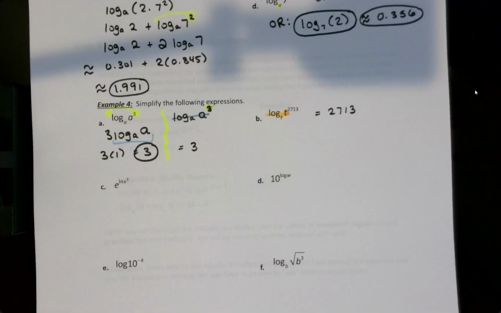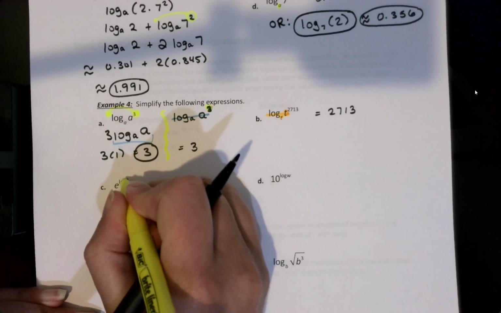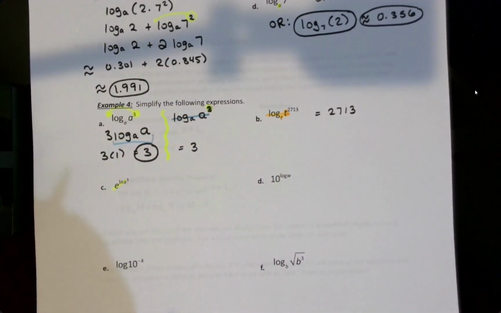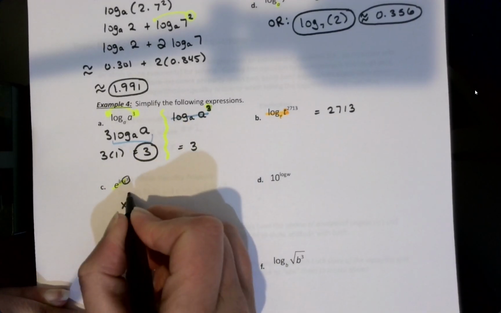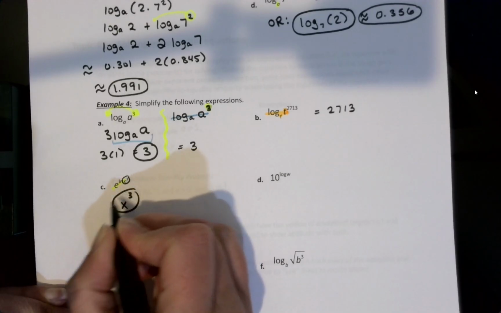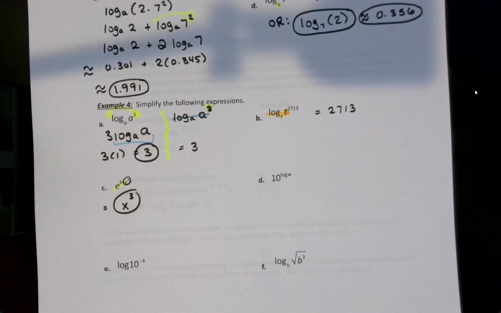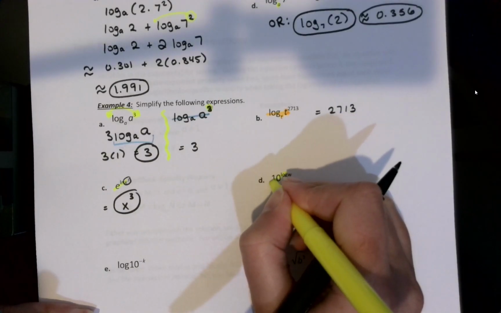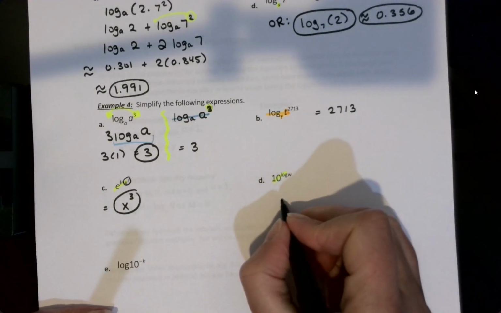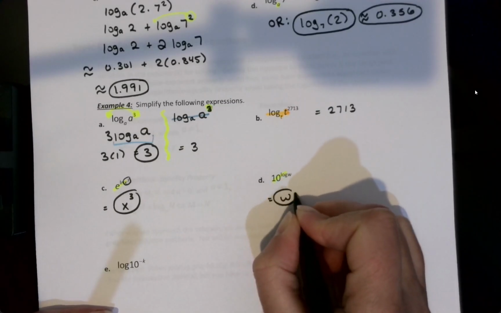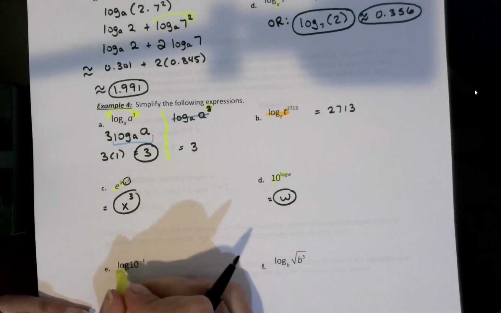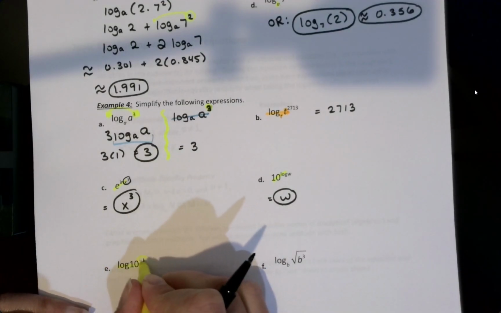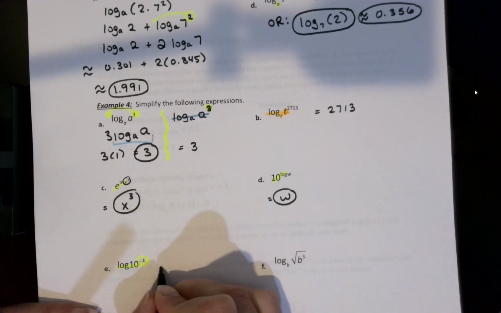We can also use the inverse properties in reverse. E to the natural log of x. The natural log's base is e, so those are going to undo each other. And they're going to return the argument, which is x to the third. 10 and log base 10 are opposites, so those are going to undo each other. They're going to return the argument, which is w. Log base 10 and 10 to a power are opposites. They're going to return the argument, which is negative k.